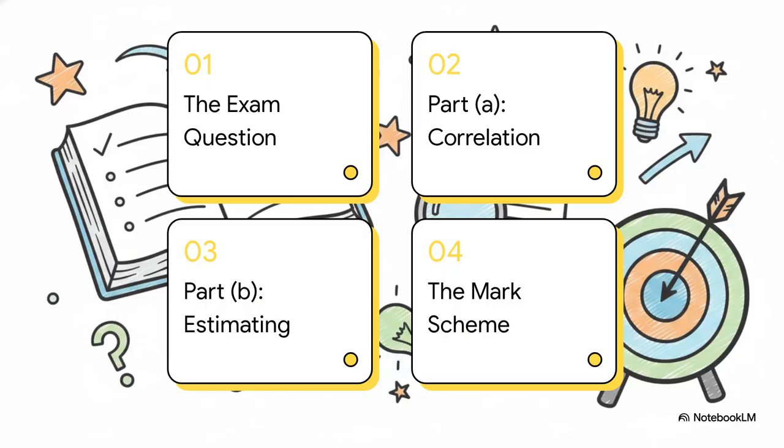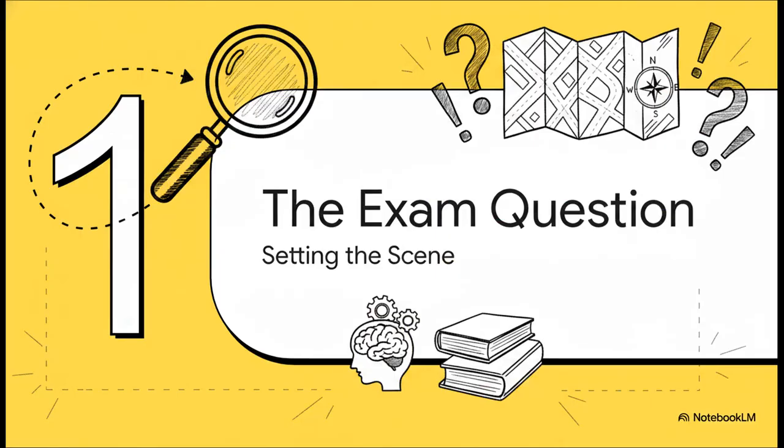Okay, so here's our plan. We'll start by looking at the exam question itself. Then we're going to tackle Part A on describing correlation before diving into Part B, which is all about estimation. And then, the best part, we'll reveal the mark scheme's verdict so you know exactly where those marks come from. First up, let's get our bearings and really understand the problem we're about to solve.